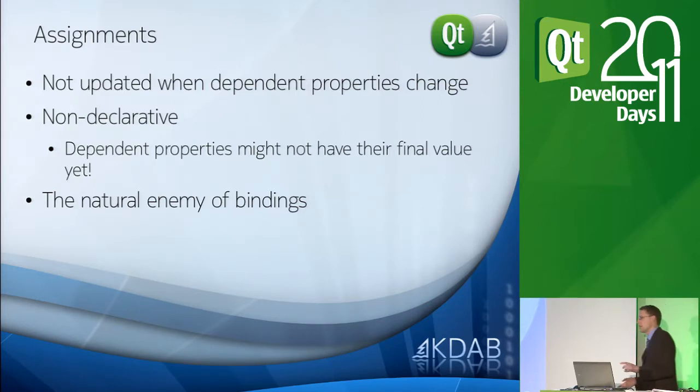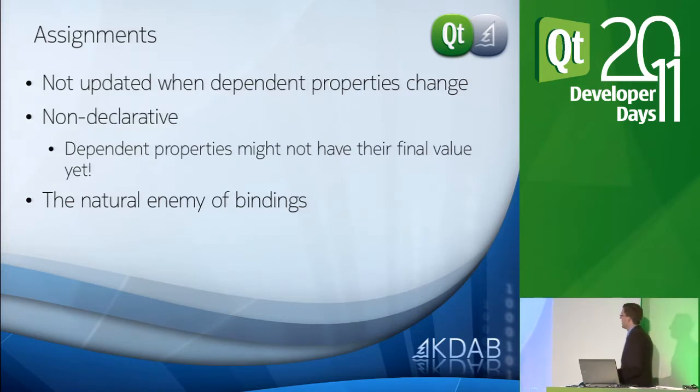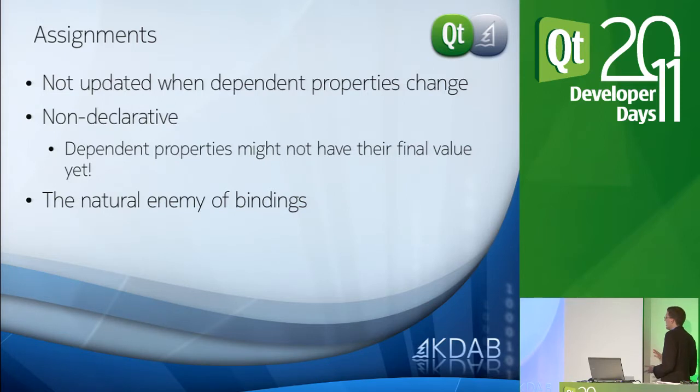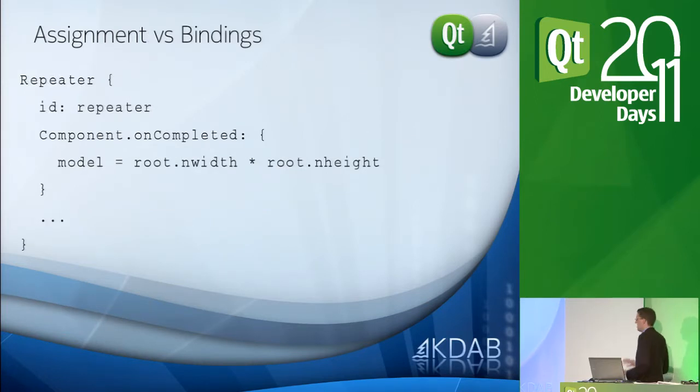However, assignments are not really declarative. They happen in JavaScript code, which is imperative, which is something where we have control over the order and over the timing. So even if it's not really clean in the QML way, we can actually use that to fix our problem.